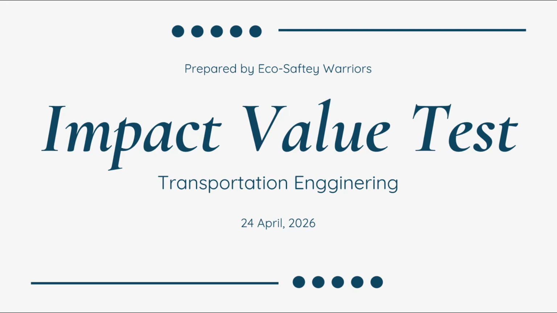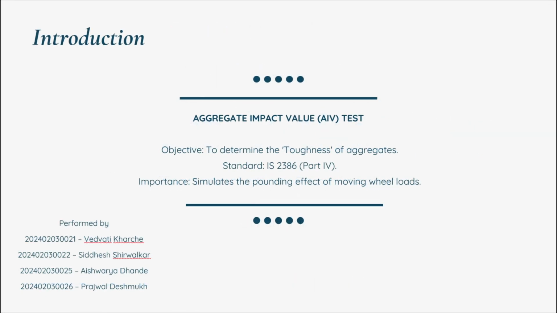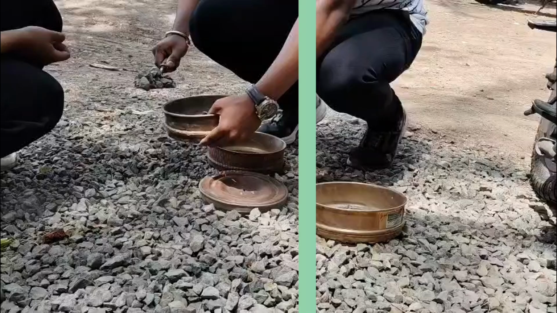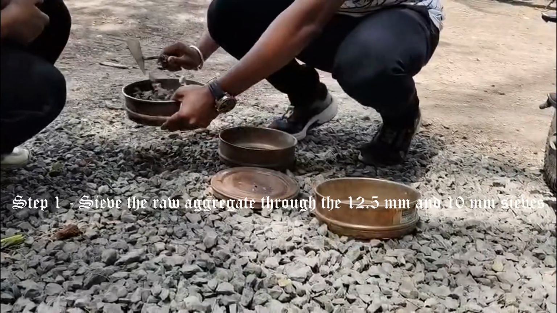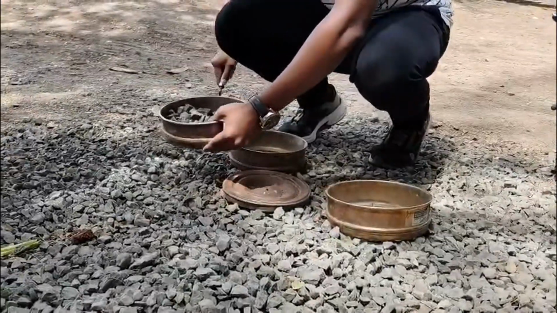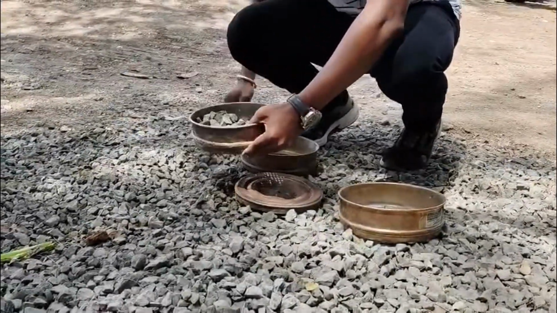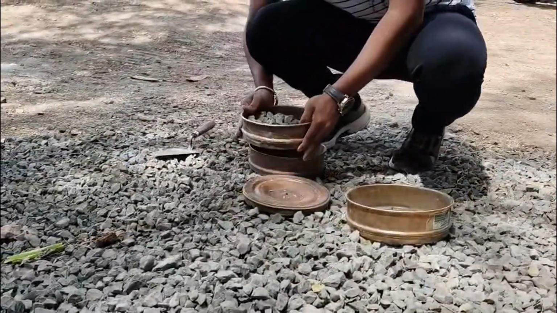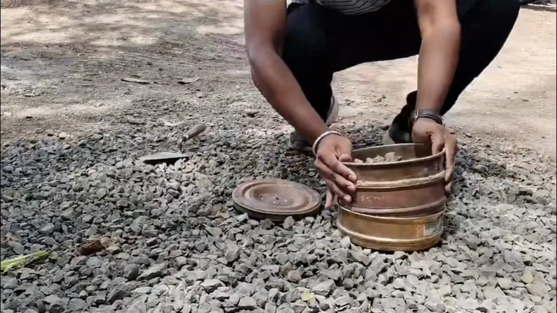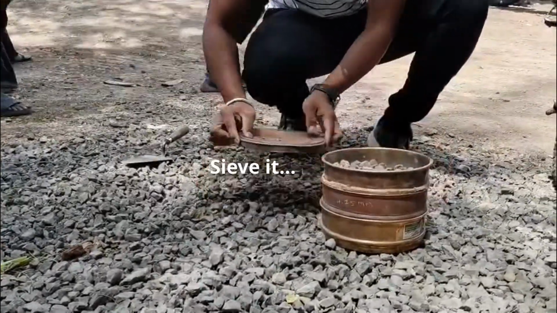Impact value test. In highway construction, the aggregate forming the pavement must withstand the rhythmic pounding of heavy traffic without shattering. Today, our team is at MIT AOE lab to perform the aggregate impact value test. Over the next 5 minutes, we will take you through the entire process, from raw material collection to final conclusion.